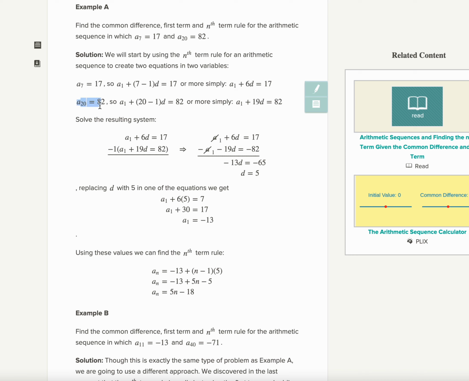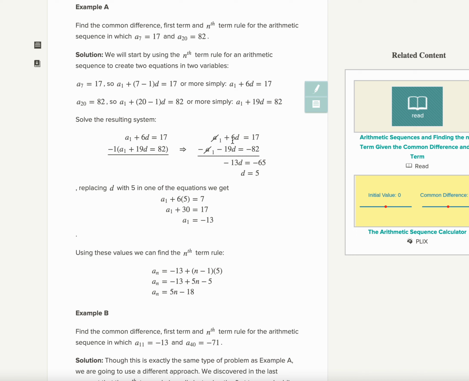Then to find the 20th term, I know the 20th term is 82, so I have term 1 plus 20 minus 1, which comes from it being the 20th term, times d, equals 82. I simplify that, and I get another equation. Now that I have two equations, I can solve them using a system. I'm going to subtract the two equations so that the first term cancels out and I'm just left with my d's.